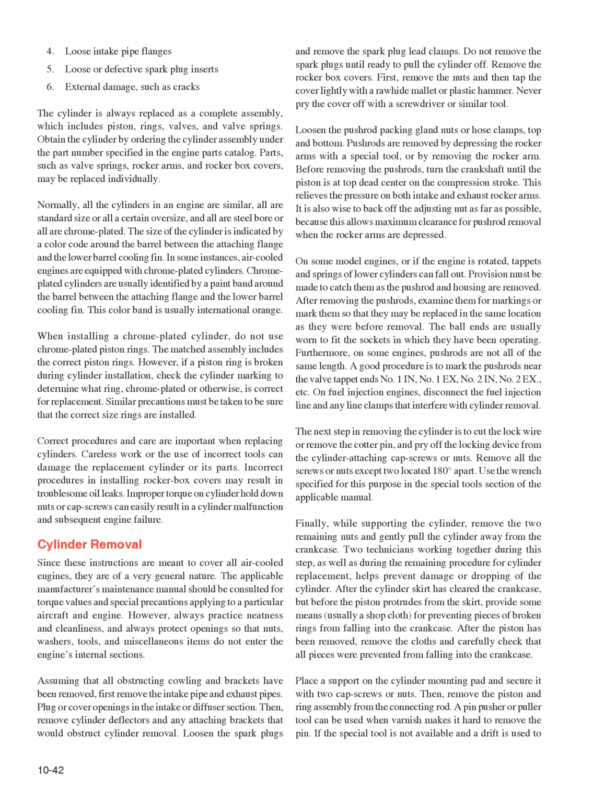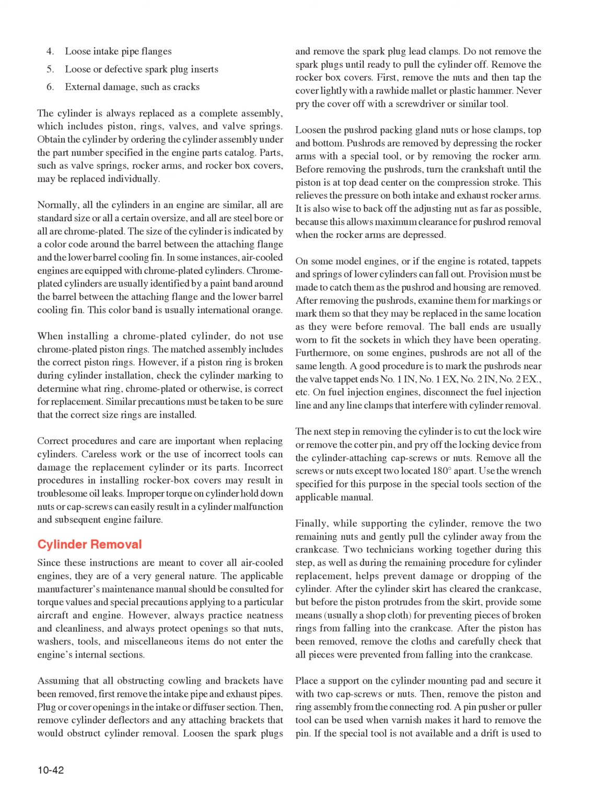The next step in removing the cylinder is to cut the lock wire or remove the cotter pin, and pry off the locking device from the cylinder attaching cap screws or nuts. Remove all the screws or nuts except two located 180 degrees apart. Use the wrench specified for this purpose in the Special Tools section of the applicable manual. Finally, while supporting the cylinder, remove the two remaining nuts and gently pull the cylinder away from the crankcase. Two technicians working together during this step, as well as during the remaining procedure for cylinder replacement, helps prevent damage or dropping of the cylinder.